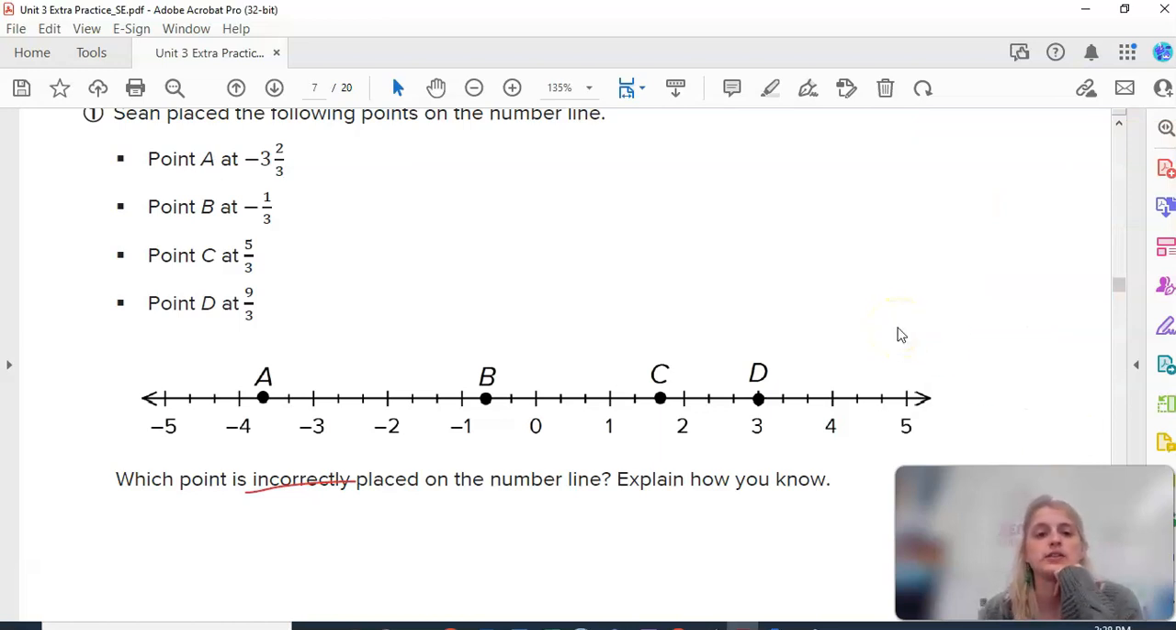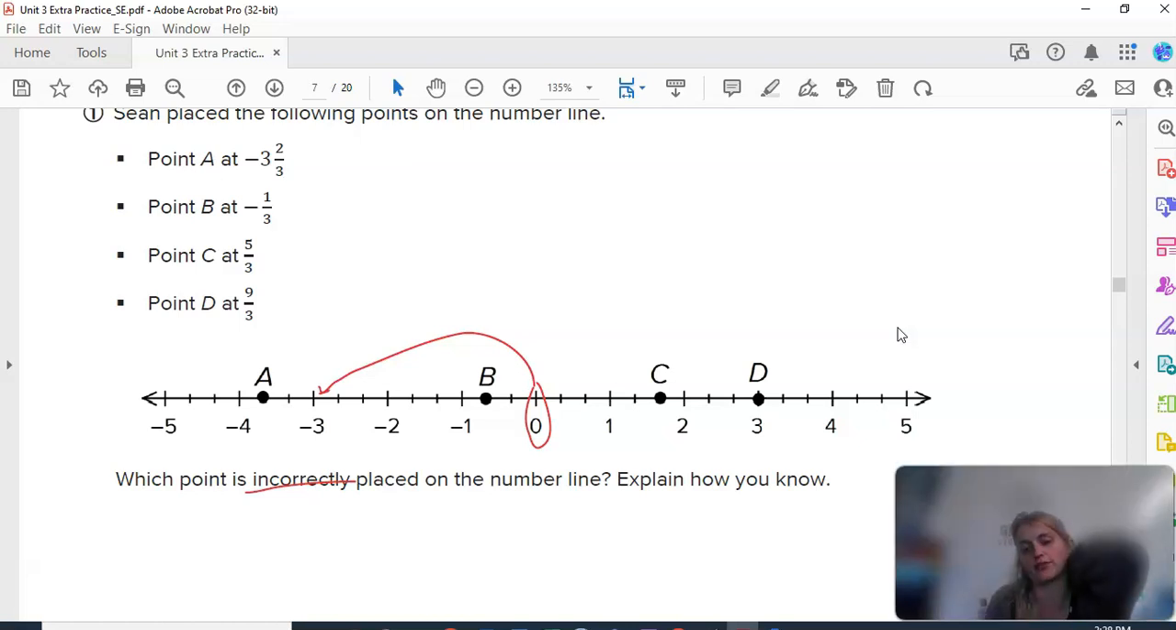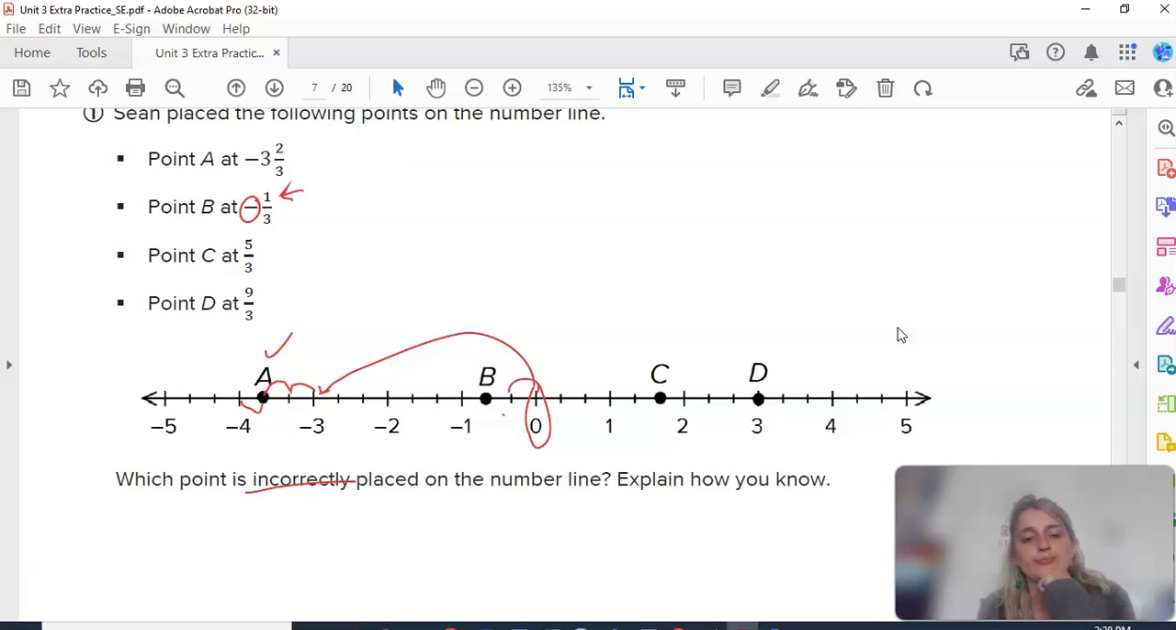All right, so we have -3 and 2/3. So I'm going to jump to -3, always starting at 0, -3. And then 2 of the 3 fractional spaces next. 1, 2, because it would have taken 3 jumps to get to the next number. A looks good. Point B, go to the negative side, 1 space. Oh, and that looks like an incorrect placement.